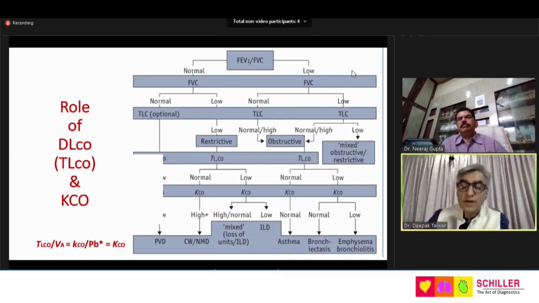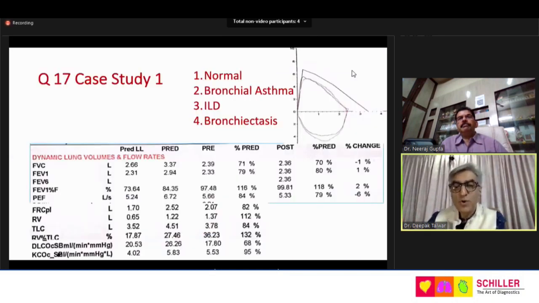And I think Dr. Neeraj had given you a very good clue here, that the RV-TLC ratio was actually coming out to be a little higher, 132%, which is more than 130%, which is generally considered as normal. So it was telling you that there is something else going on. Although there is no obstruction we can see, there is something else which is going on.